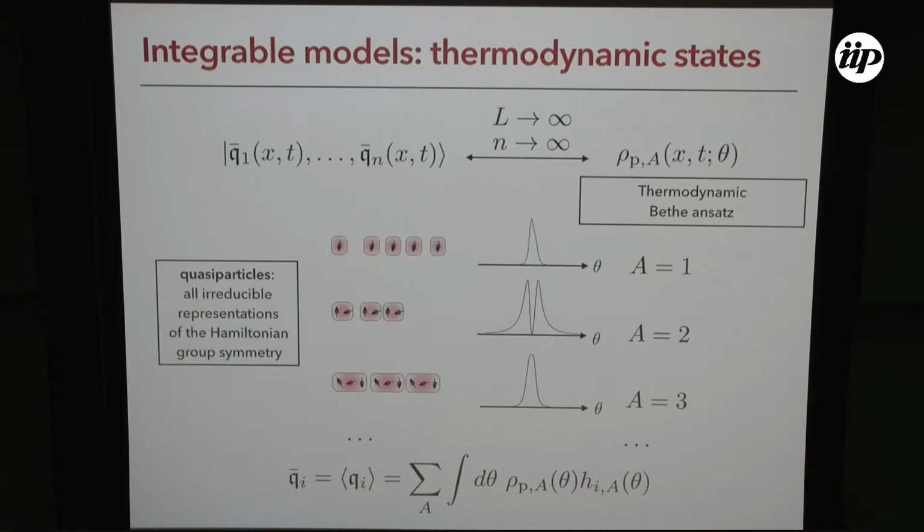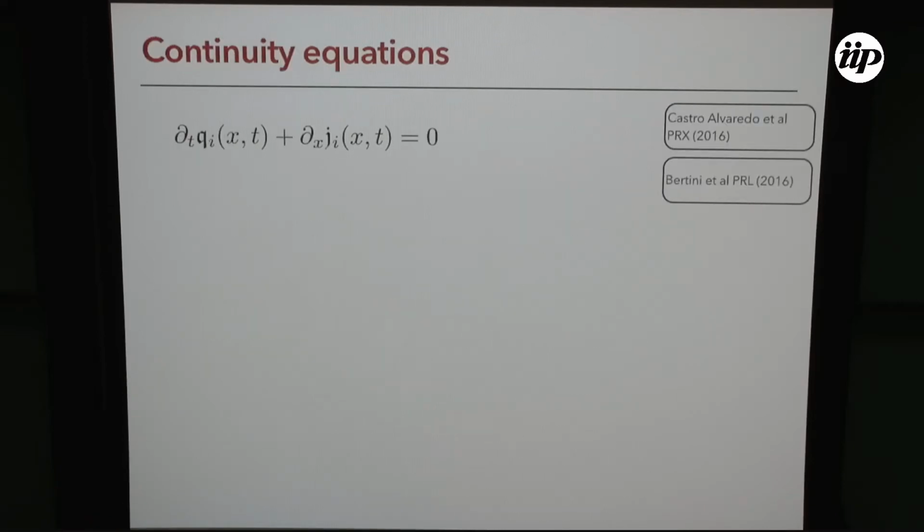And any conserved quantity can be written as just the sum of the density times some single-particle eigenvalue for each of the particles. Okay, this is great because now I don't have to work anymore with eigenstates, which I wouldn't know how to handle. I have to work now with quasi-particle densities. So can I now write a continuity equation for the quasi-particle density? The answer is yes, and this is the whole idea of generalized hydrodynamics. So I write a continuity equation for my conserved quantities, with the currents associated to the conserved quantities, okay?